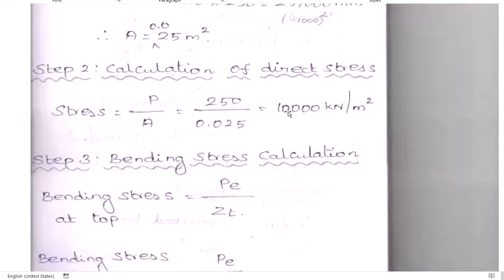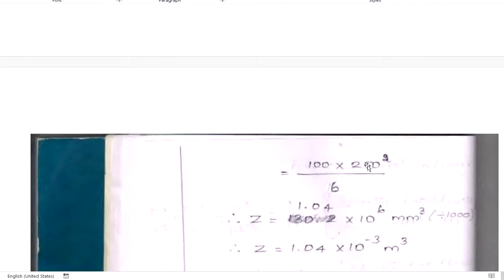Now, to calculate the bending stresses: bending stresses are due to eccentricity. I want to calculate these bending stresses, that is, PE divided by ZT and PE divided by ZB. So I need to calculate these bending stresses first. How are these bending stresses going to be calculated?